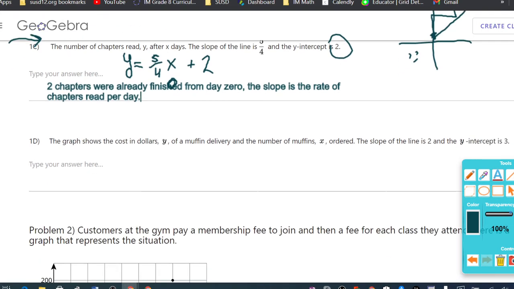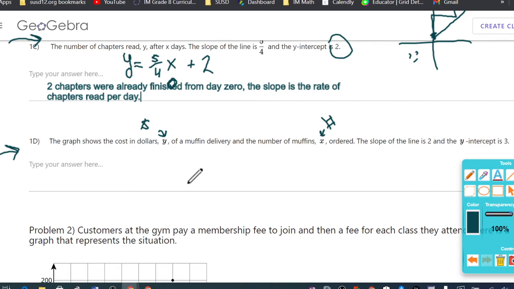Okay, let's try the next one. The graph shows the cost in dollars, y, so y is dollars, the cost in dollars of a muffin delivery and the number of muffins, x, ordered. Okay, so x is the number of muffins that you order, and y is the cost in dollars for the whole delivery. Got it. The slope of the line is 2, and the y-intercept is 3. Ooh, this reminds me of the pizza problem from last week.